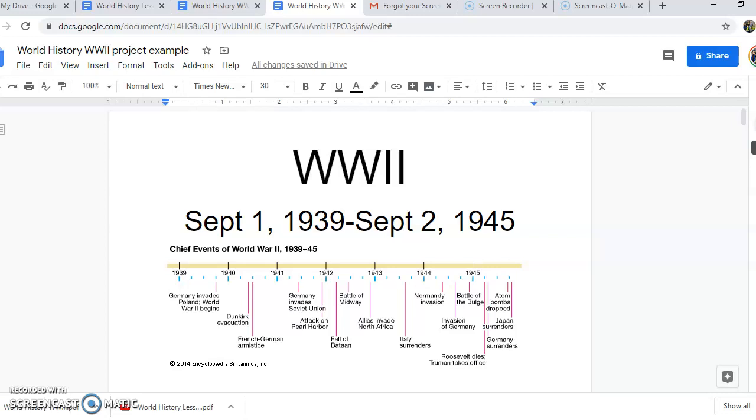I hope you have fun with this project. We're going to do a similar one next week about the Holocaust. Again, you have all week to do it. I do recommend you turn it in before Monday because on Monday of next week, we will be starting a new project.